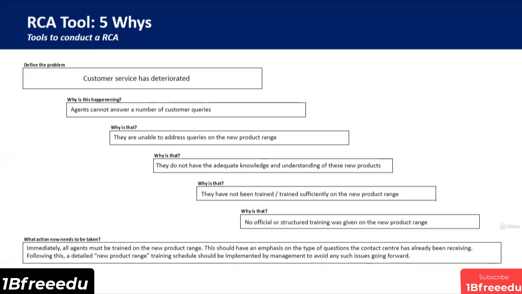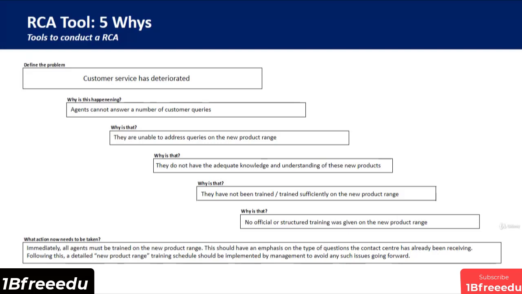So immediately, all agents must be trained on the new product range. This should have an emphasis on the type of questions the contact center has already been receiving. So you're identifying an immediate solution. What can we do to stop the bleeding right now? What can we do to reduce those errors right now? Following this, a detailed new product range training schedule should be implemented by management to avoid any such issues going forward. So you're then identifying a longer term solution, right?